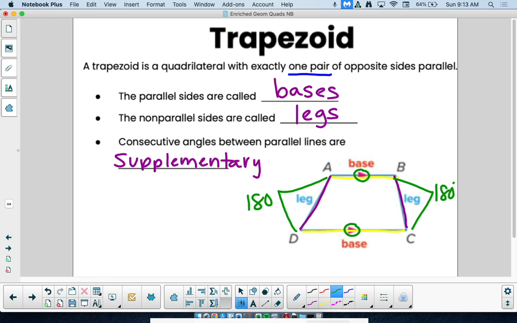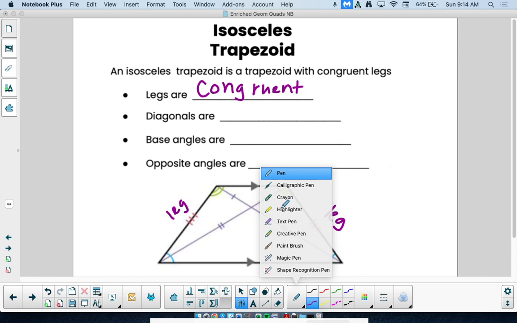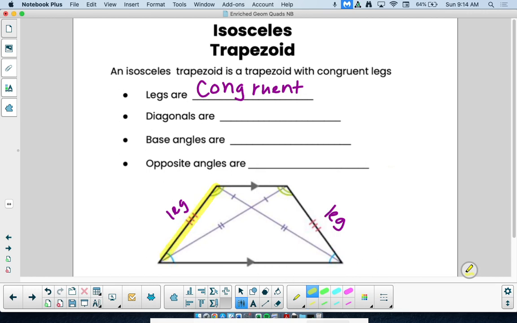But we also have one specific kind of trapezoid, and that is isosceles. An isosceles trapezoid, think of an isosceles triangle. Hopefully you remember an isosceles triangle has two legs the same, right? So an isosceles trapezoid is going to have legs that are congruent. So you want to mark that here. Here's our leg, and highlight that they are the same length. This guy is the same length as this guy.